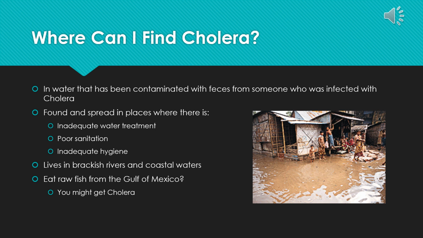Cholera is especially found in brackish rivers and coastal waters where animal life ingests the bacteria. So, you should probably be wary of eating raw fish from the coast of Mexico, as these fish probably have ingested and are carrying the bacteria.